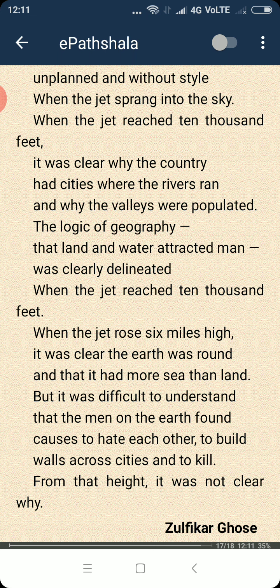So these are the signs of hatred and alienation. But still, you can see the world as one. When you go up in the sky, spring up into the sky, you can see one world, one nation.